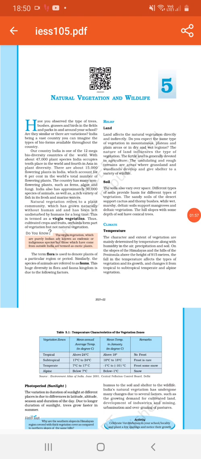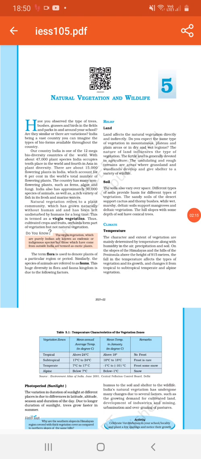Next is soil. The soil also varies over space. Different types of soil provide the basis for different types of vegetation. The sandy soils of the desert support cactus and thorny bushes, while wet marshy deltaic soils support mangroves and deltaic vegetation. The next factor is climate.